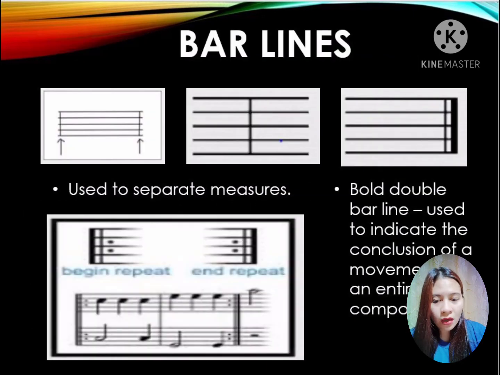These are the bar lines. Bar lines are used to separate measures. A bold double bar line is used to indicate the conclusion of a movement or an entire composition. As we can see in our illustration, double bar lines can be put at the beginning and the ending of the composition.